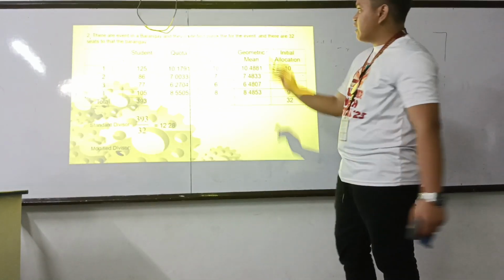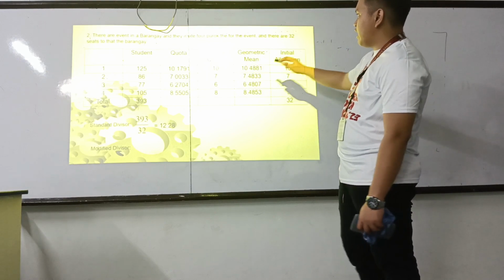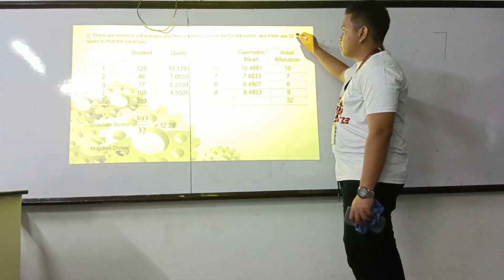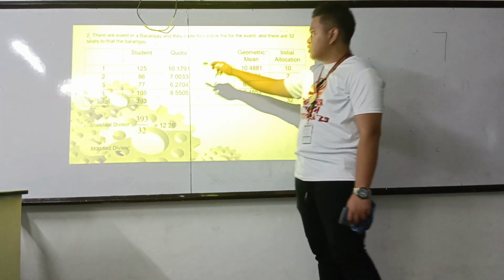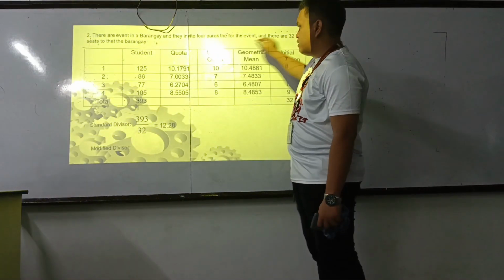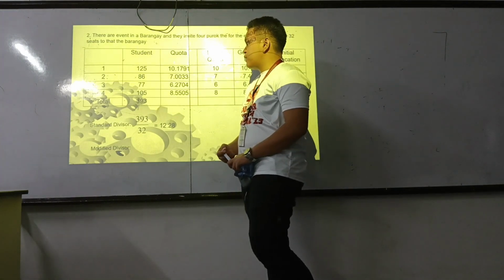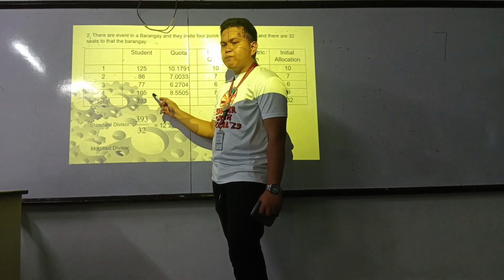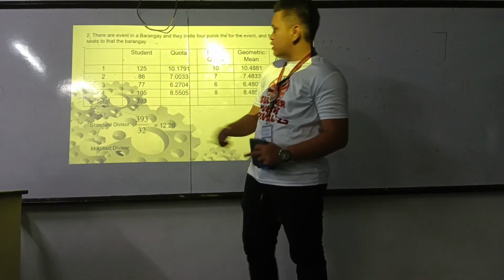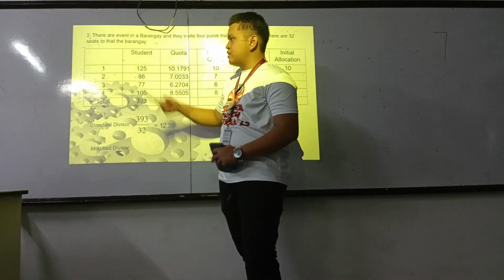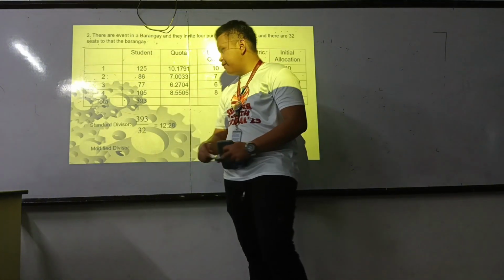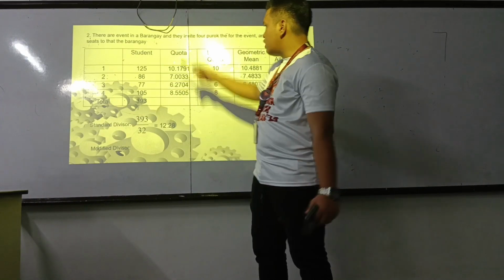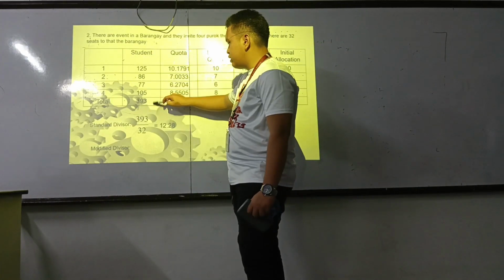Let's say there is an event in a barangay attended by 4 puroks, and there are 20 seats that the barangay should represent. So let's say our first purok consists of 125, the second purok consists of 86, the third 77, and the fourth 105. So the total is 393.